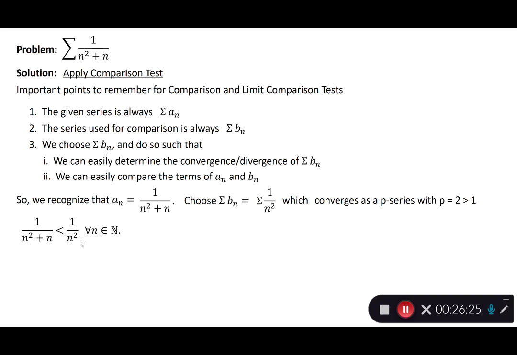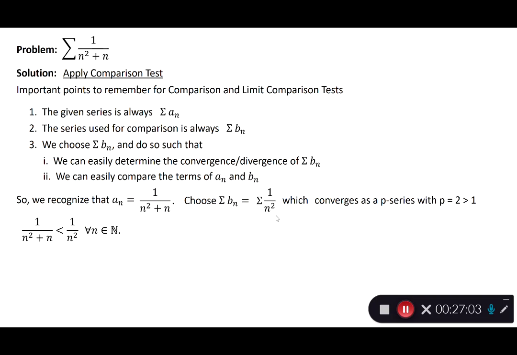That's the idea. Okay, now look at the comparison test in the handout. What does it say? Suppose that sigma a sub n and sigma b sub n are series with positive terms. Let's first make sure that we satisfied that requirement. Would you agree that the terms 1 over n square plus n are always positive for all values of n equal to 1, 2, 3, 4, and so on? Good. How about 1 over n square?